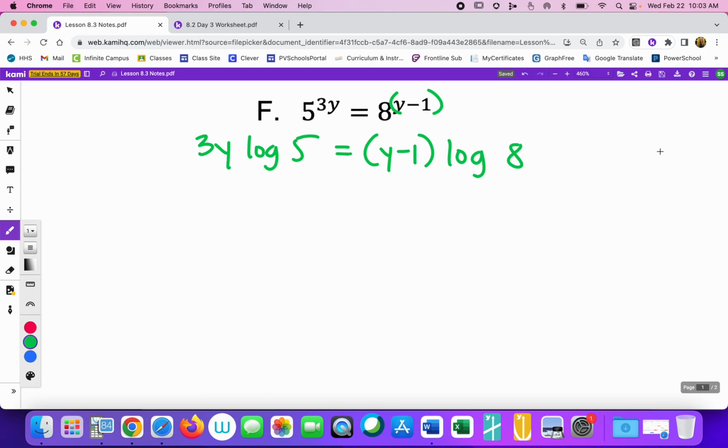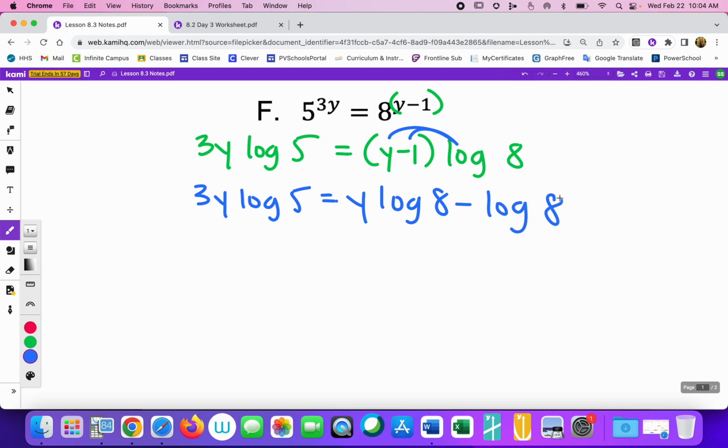Okay. Now what? Get rid of the parentheses. So distribute, since we have y's on both sides, we're gonna have to get them together, so the parentheses have to go. Now this side, you don't have to worry about that, so we still have 3y log 5. Now what's on the right? Y log 8 minus log 8. Now what?